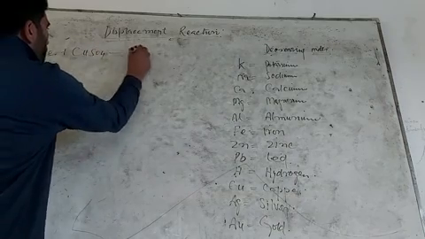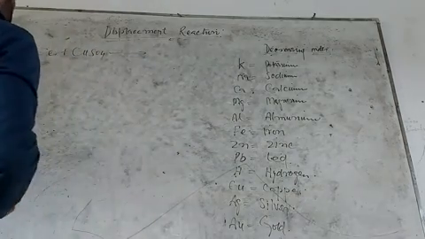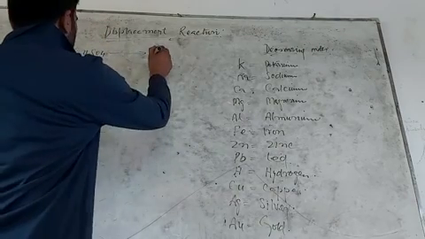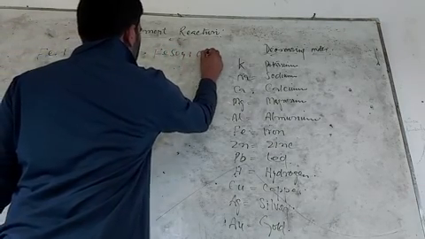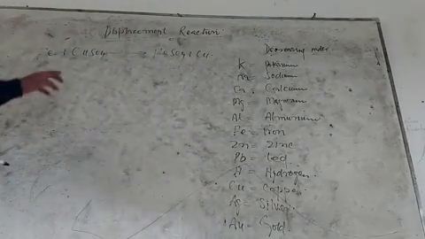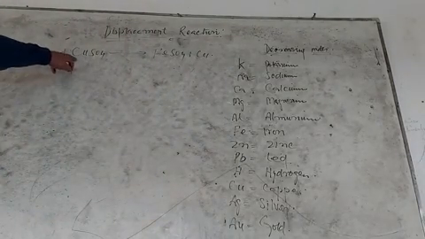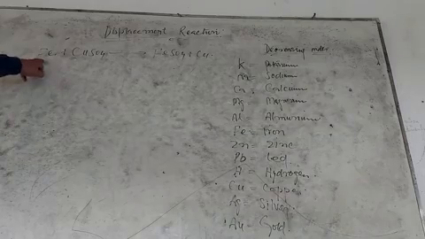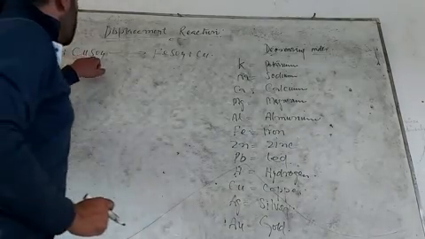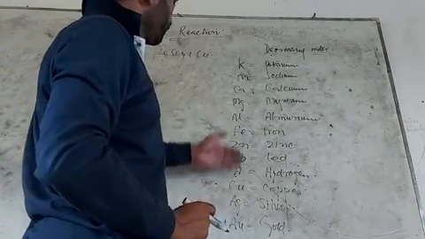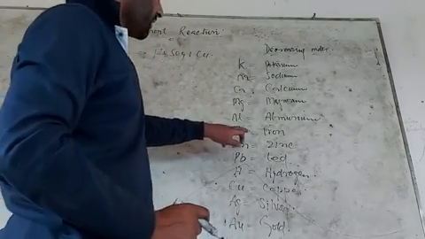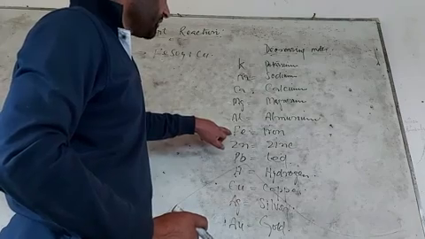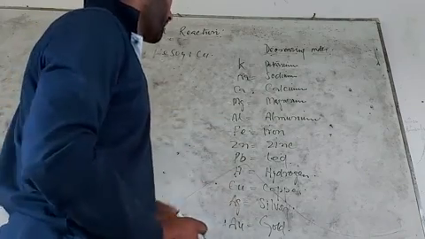Let me take an example: Fe plus CuSO4. On its reaction, what will we get here? We will get FeSO4 plus Cu, because copper has less reactivity as compared to iron. On its reaction, iron will displace it, because iron has more reactivity as compared to copper.